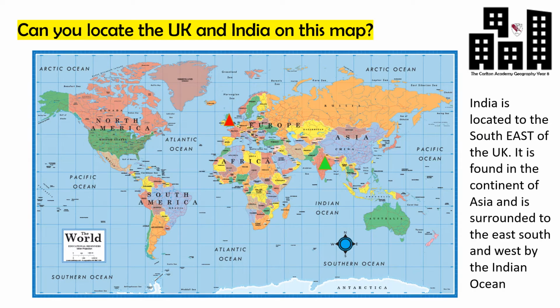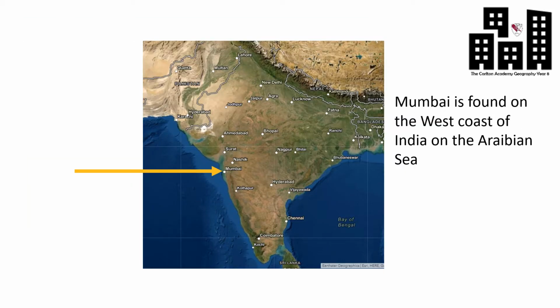So in this lesson, we're going to be focused on Dharavi, which is in Mumbai in India. The green triangle shows where India is, surrounded by the Indian Ocean and quite a distance away from the UK with the red triangle. Looking at India more closely, you can see that Mumbai is on the west coast of the country. It's one of the more densely populated urban areas. And you've got to think about all the areas which are not marked on this map will tend to be rural areas, so countryside areas.